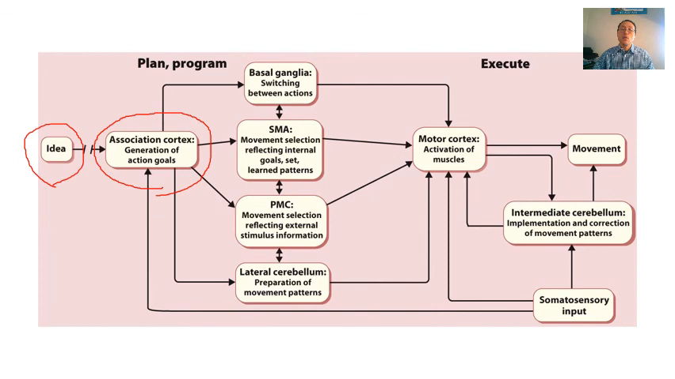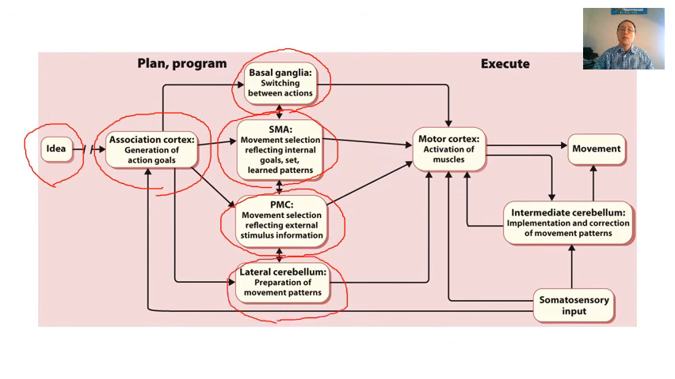And either way, they're going to go to four places. They go to the basal ganglia, which is responsible for switching between actions. They can go to the supplementary motor area, which is responsible for movement selection, reflecting the internal goals, set and learned patterns. Or they can go to the premotor cortex, which is based on external stimulus information, or to the lateral cerebellum, which is the preparation for the movement pattern.